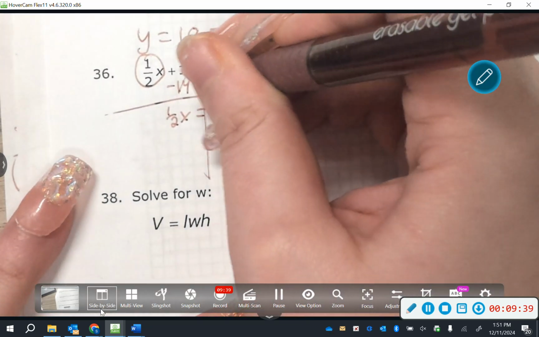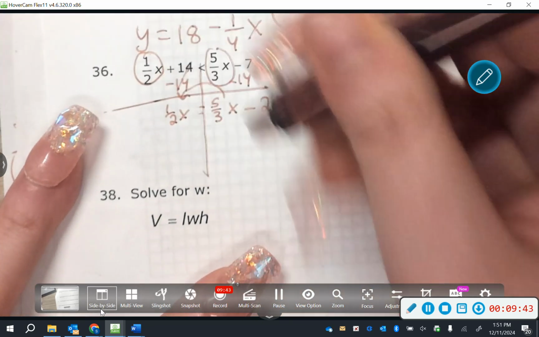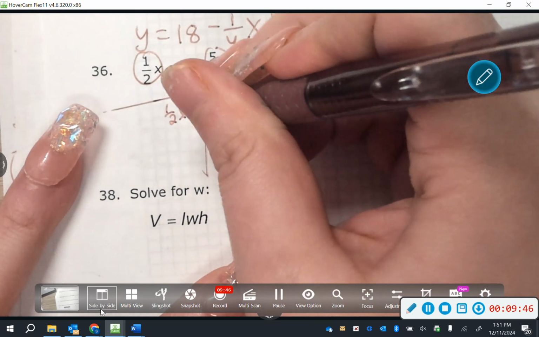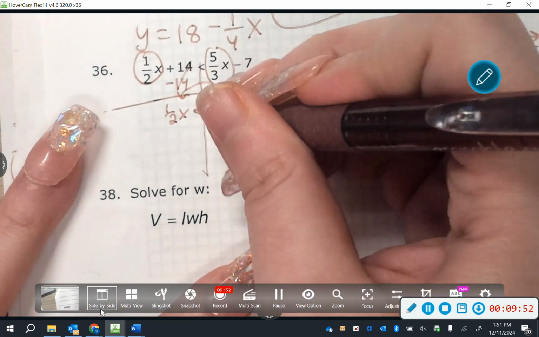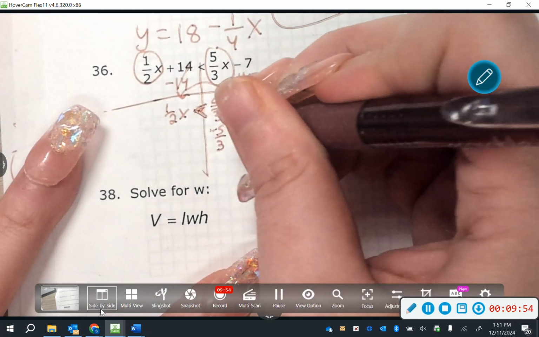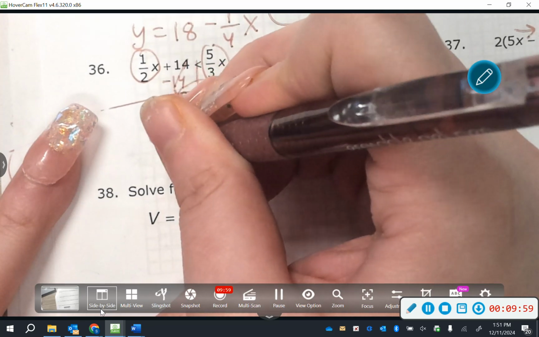Now I need to get my x on the left side. Oops, don't let me put less than, y'all. This is less than, not equals. So 1/2 x is less than 5/3 minus 21. Well, the opposite of positive 5/3 is minus 5/3.